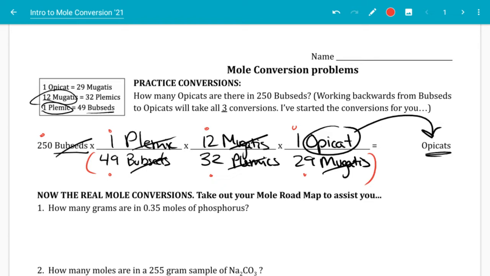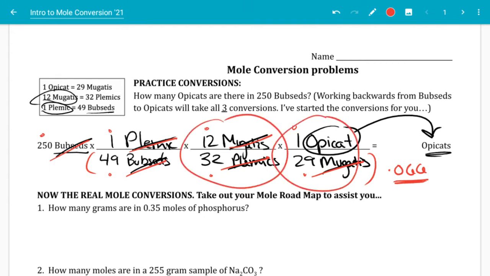So across the top, it was 3,000, and now I'm going to do divided by, and in parentheses, 49 times 32 times 29, close parentheses, and my final answer is 0.066 opacats. That would be my final answer. Okay, so that's just showing you how you need to cross off units. And so you always put the unit that you're trying to get rid of on the bottom of the next conversion factor. This is a conversion factor. This is a conversion factor. This is a conversion factor.